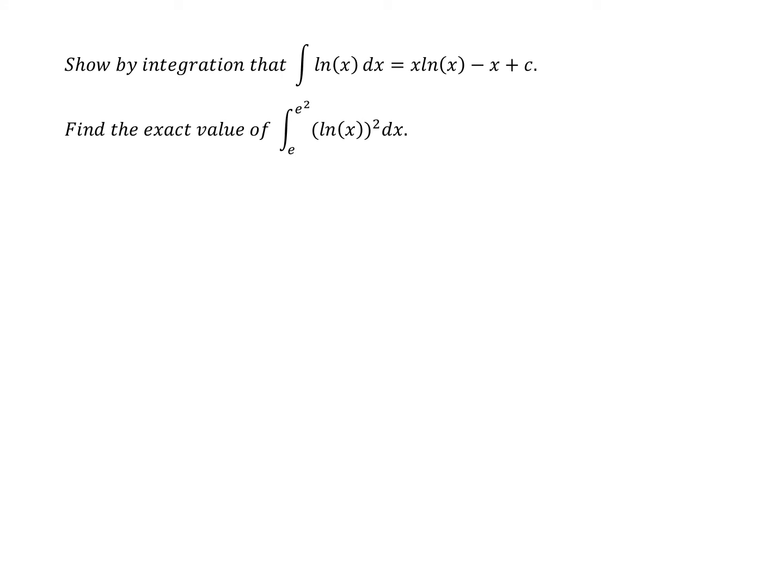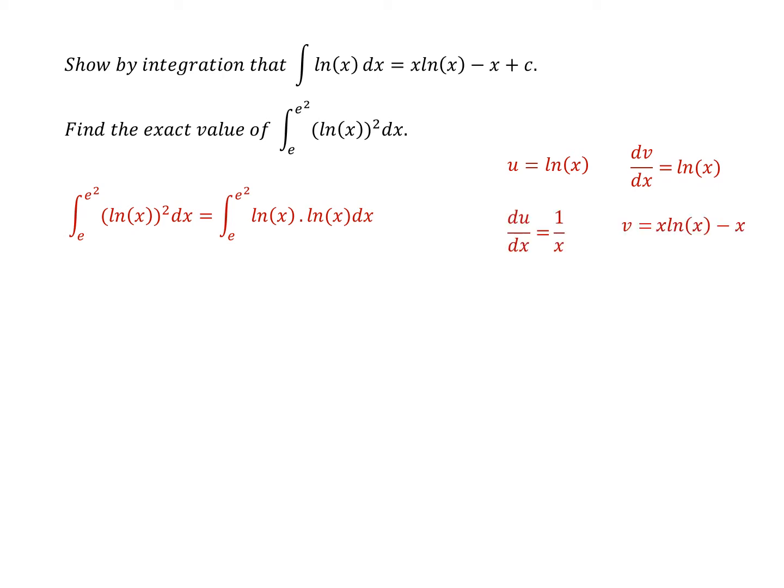So what about the second part of the question? Well, I'm going to write this integral slightly differently to make it a bit more obvious what I'm doing. I'm going to write ln x squared as ln x times ln x, and then I can use integration by parts again. The u and the dv dx are both the same, and so when I differentiate u, I get 1 over x. But integrating ln x, well, we did that in part A.